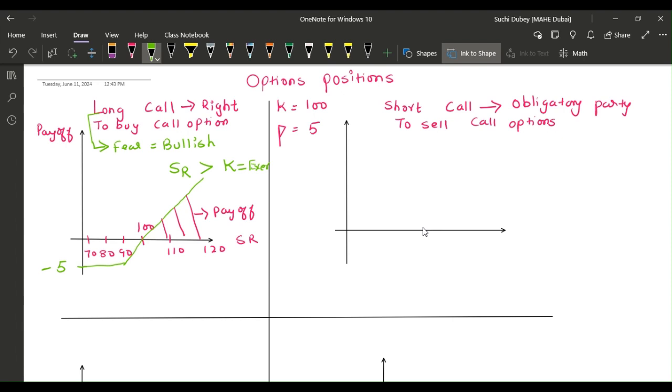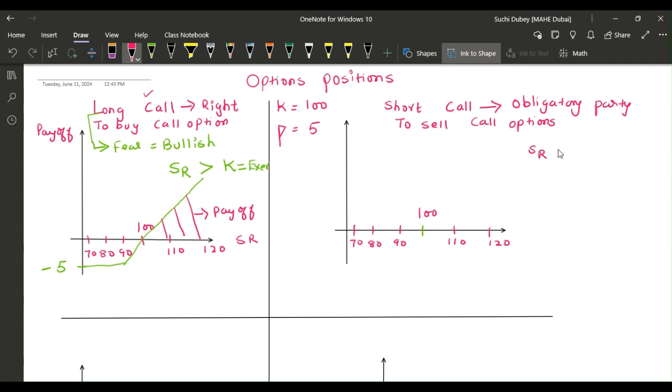So here again, in the same example, we will take 100 as our spot rate, which is our strike price. Suppose the spot rate is 110, or 120, or it could be 90, 80, and 70. Now think about it: what will the long position holder do in the same scenario? He will exercise. I'm preparing a short call, but I'm thinking from the long call perspective.